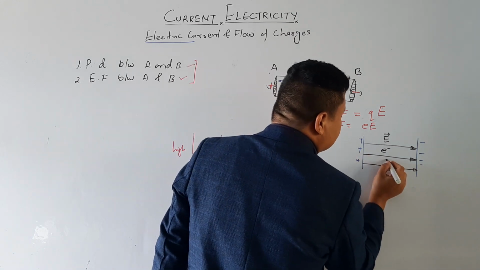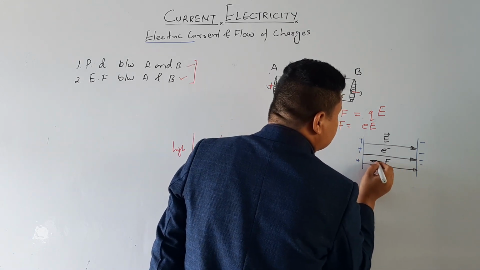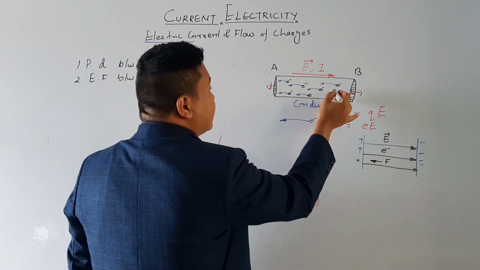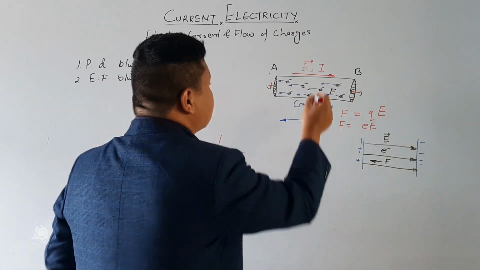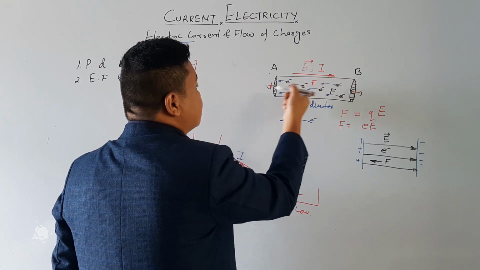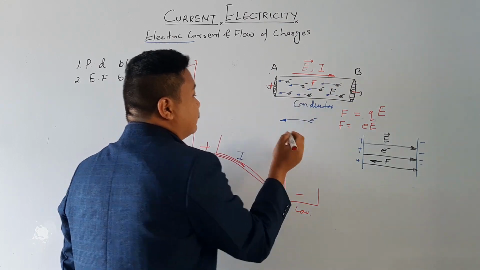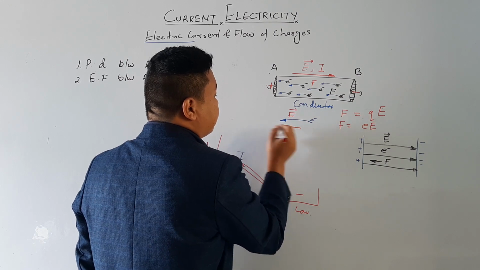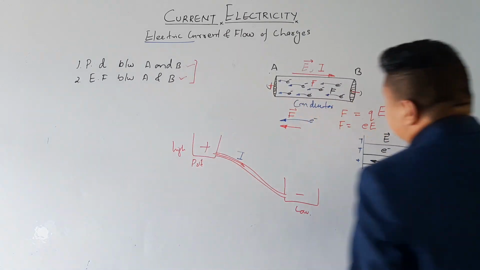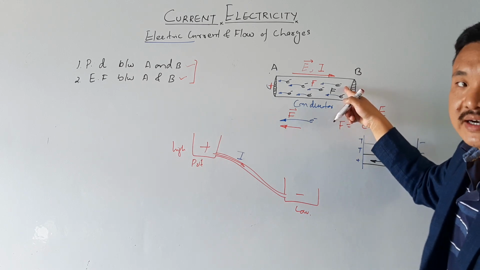The direction of force is in this direction. Okay, so the force here, this force is in this direction. The force everywhere is in this direction. Okay, so the direction of force is in this direction, right? Because an electron is a negatively charged particle.